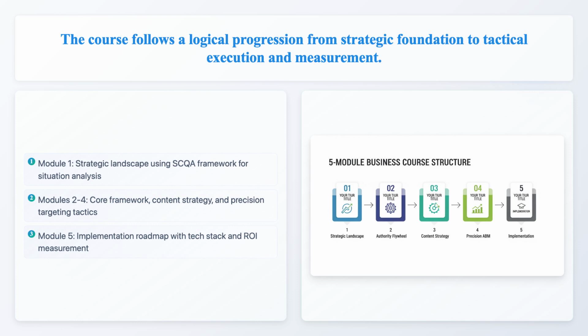Module 3 dives deep into advanced content and thought leadership strategies. How to build the authority that powers your flywheel. Module 4 covers high-precision account-based marketing and digital targeting, showing you how to engage complex buying committees with surgical precision. Finally, Module 5 provides your implementation roadmap, tech stack recommendations, and measurement frameworks to prove ROI to your leadership team. By the end, you'll have a complete, actionable strategy ready for immediate implementation.